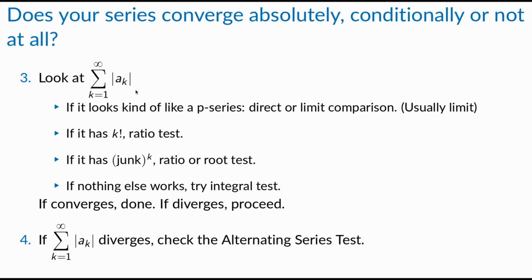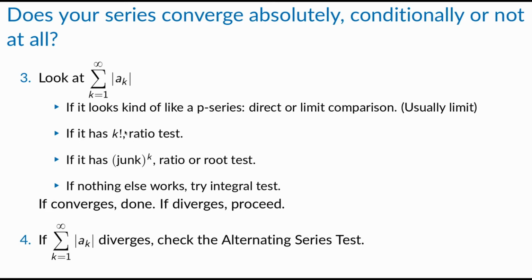And then the next step is to look at the series of the absolute values. This is to answer the question about absolute convergence. If it looks like a p-series, you want to do a direct or a limit comparison test. I would say that the limit comparison test is the most useful if your a_k looks like a rational function in k, so something with powers of k on top and powers of k on the bottom.